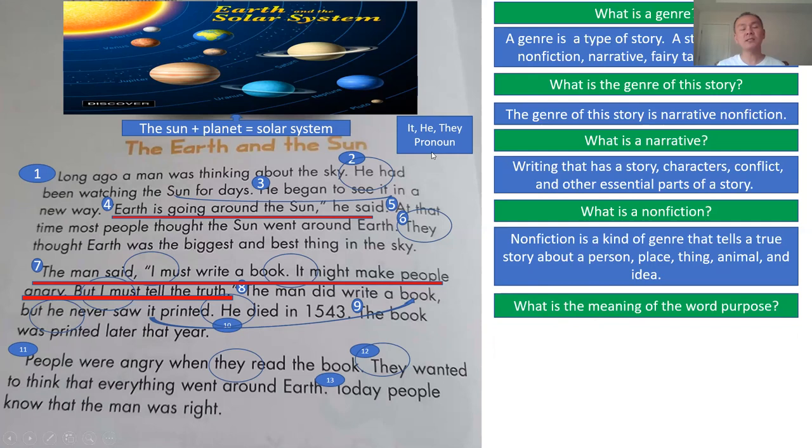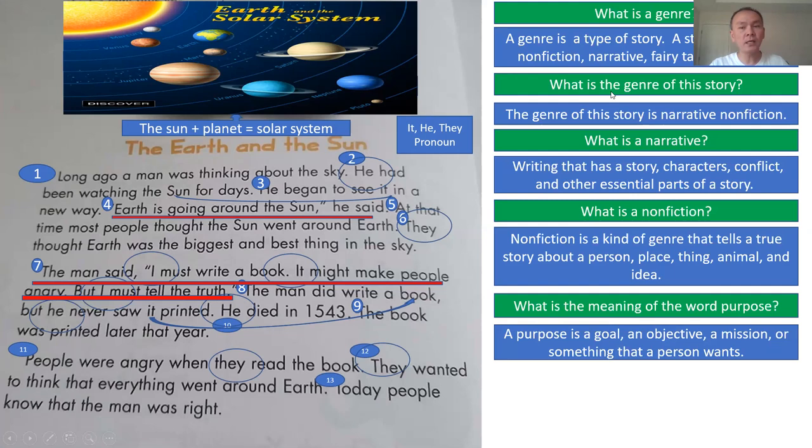So what is the meaning of the word purpose? Let's say I'm going to work. The reason, the purpose, I'm going to work is to make money. Let's say I'm hungry. Well, then I'm going to eat. What is the purpose of eating? Well, I was hungry, so I'm going to eat. The purpose of eating is to make me feel happy, make me feel not hungry again. So in this story, there's a purpose. When you decide to write a story, you need to know what kind of story you're going to write, and you need to make sure that you have a purpose. A purpose can be a goal, an objective, a mission, or something that a person wants.